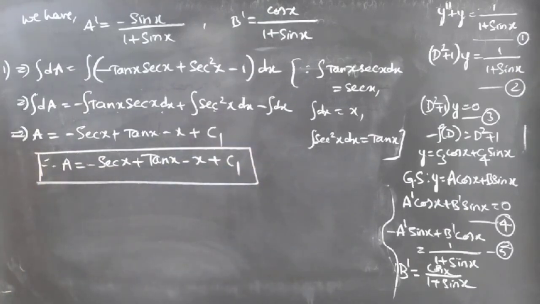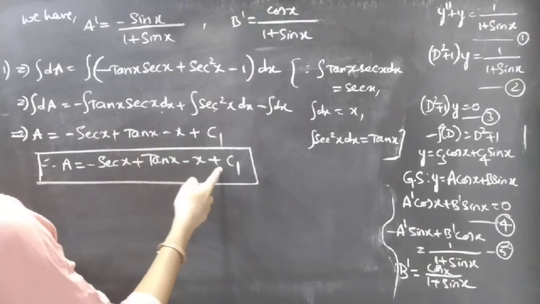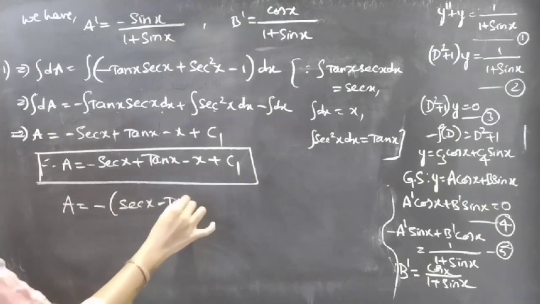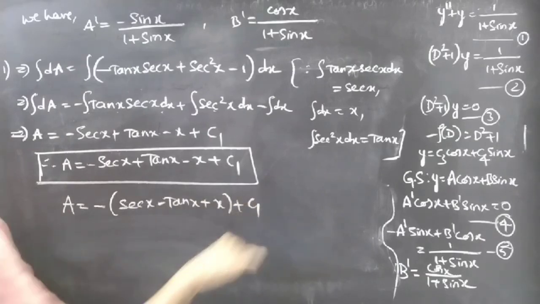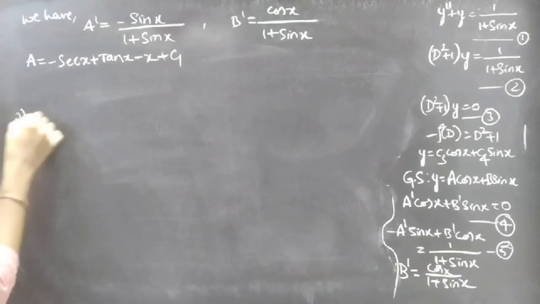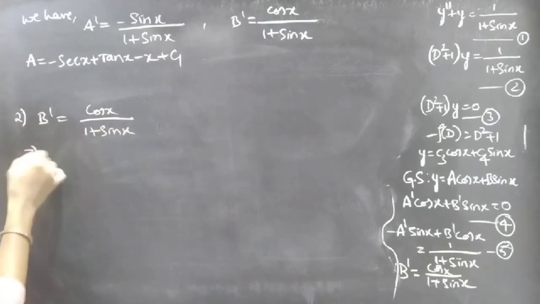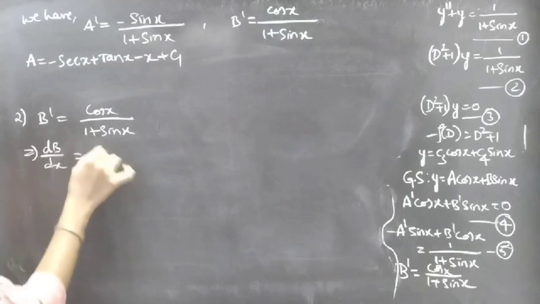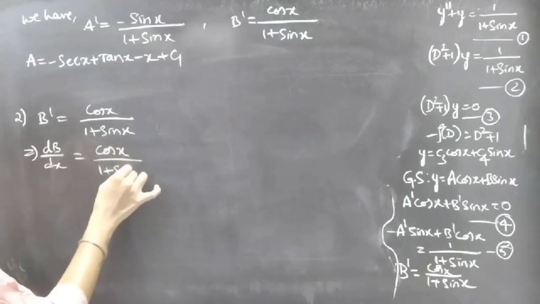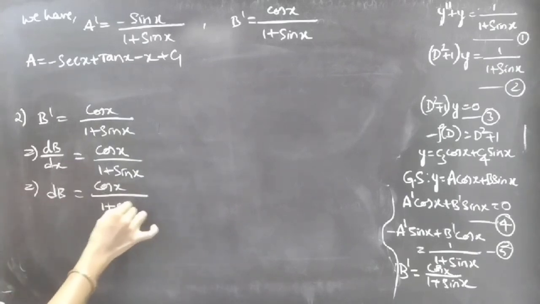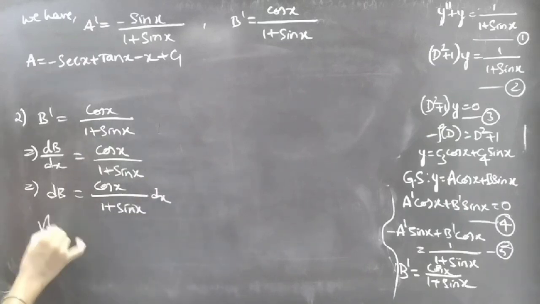Let's now find B using B dash equals cos x by 1 plus sin x. So we got A equals minus secant x plus tan x plus c1, or we can write it as A equals minus of secant x minus tan x plus c1. Okay, let's now find B using B dash equals cos x by 1 plus sin x. Here B dash is nothing but the derivative of B with respect to x. Now let's separate the variables by taking differential dx to the RHS. Then we'll get dB equals cos x by 1 plus sin x into dx, where the variables are separable.